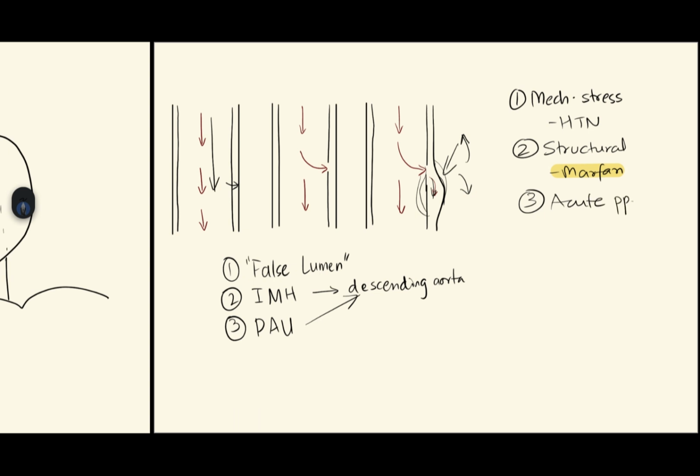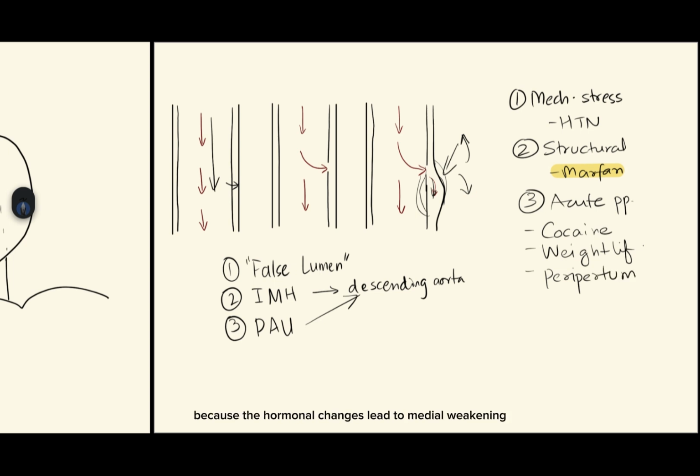So things like cocaine, amphetamines, they cause a massive sympathetic surge, leading to increased blood pressure, increased heart rate, and massive shear force on the already weakened media. Then weightlifting, again, causes a massive Valsalva, increased intrathoracic pressure, and leads to aortic shear force. Peripartum period itself is a risk factor because the hormonal changes lead to medial weakening.